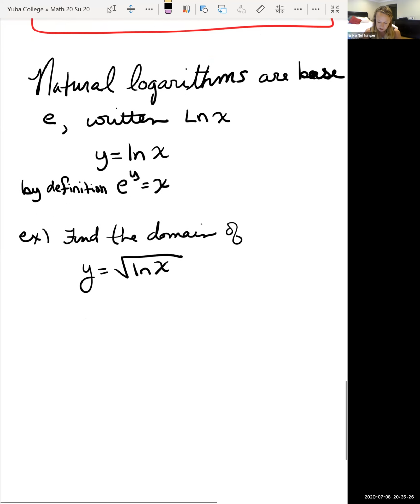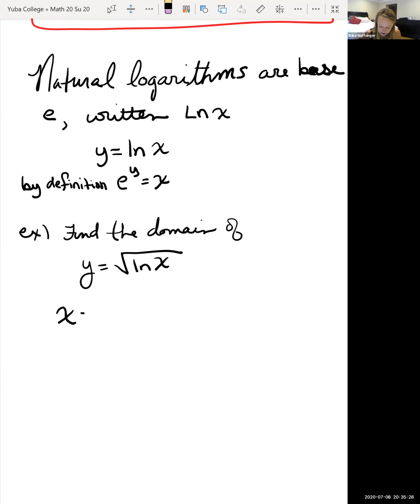And so a couple of things: we need x to be greater than 0. Okay, well, that fell out pretty fast, right? But we also need ln of x to be greater than 0.